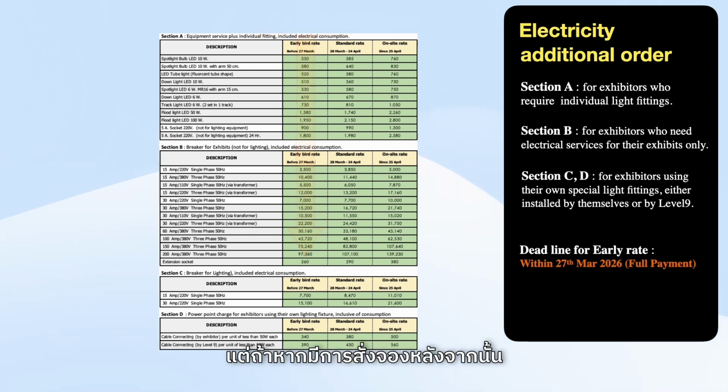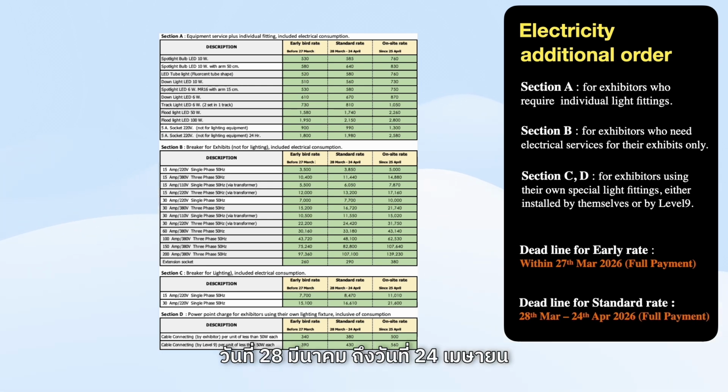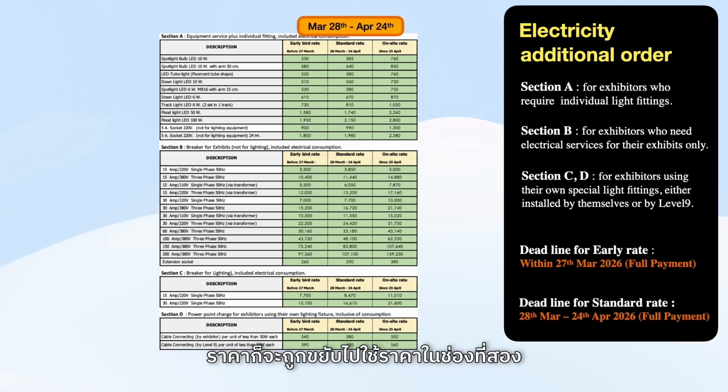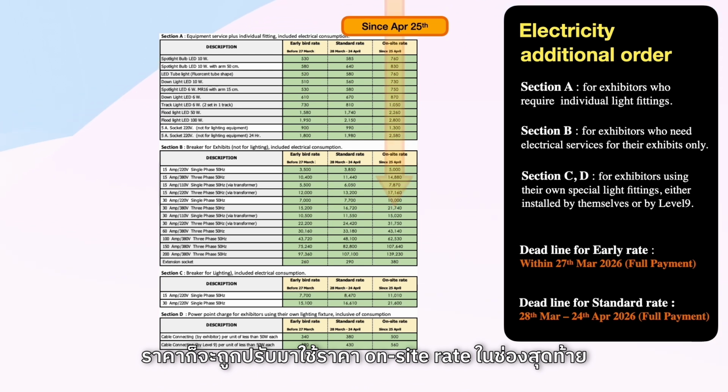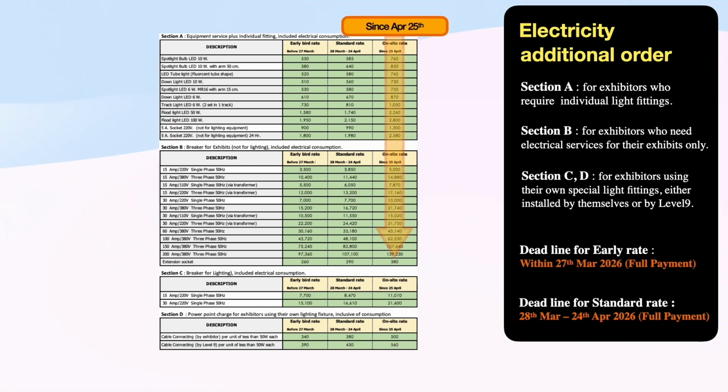However, if a reserving is made after that, meaning a reserving made with payment during the period from March 28th to April 24th, the service price will shift to the rate in the second column, which is the standard rate. And if the reserving is made from April 25th onwards, the price will be adjusted to the on-site rate, which is the highest price.